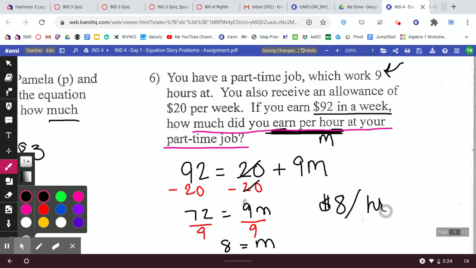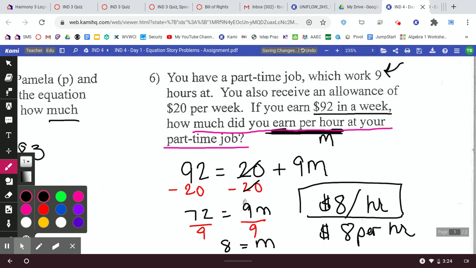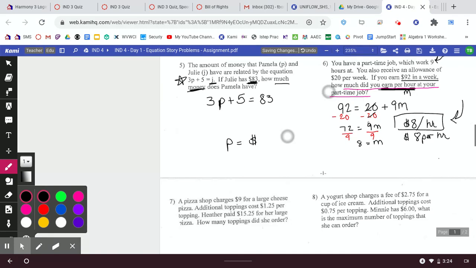per hour. Okay, or you could write it $8 per hour, either one. But that would be your answer. Okay, because that answers the question. The question was, how much do you earn per hour? The answer is $8 per hour. Okay. All right, let's see.